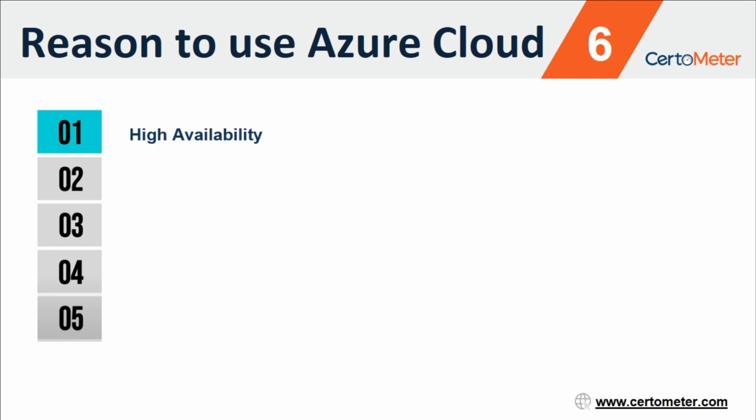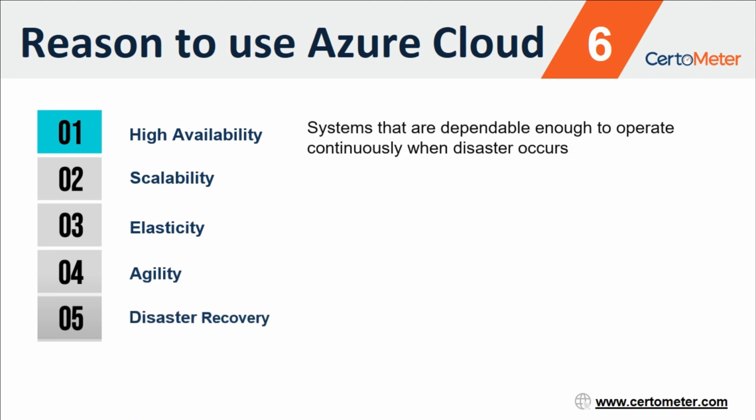That is high availability, scalability, elasticity, agility, and disaster recovery. In terms of disaster recovery, it is about eliminating the single point of failure to ensure continuous operation or uptime for an extended period. It would guarantee you 99.99% uptime for your services that are running on cloud. Scalability is the ability of a system to handle increased load.